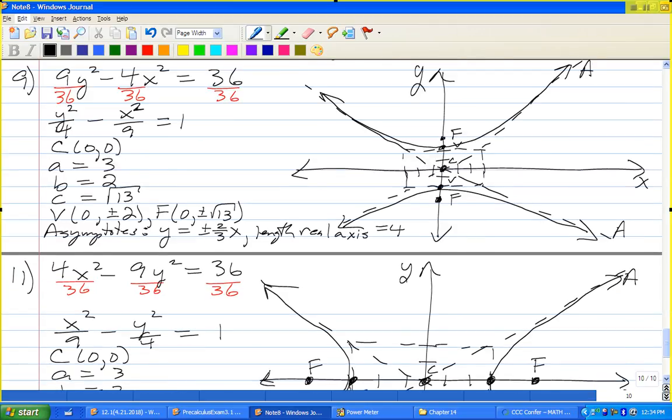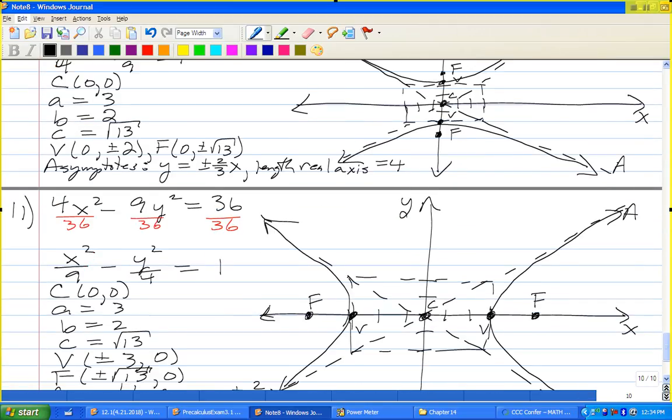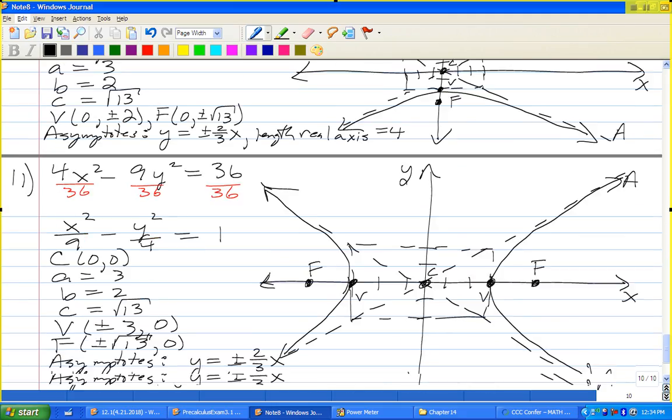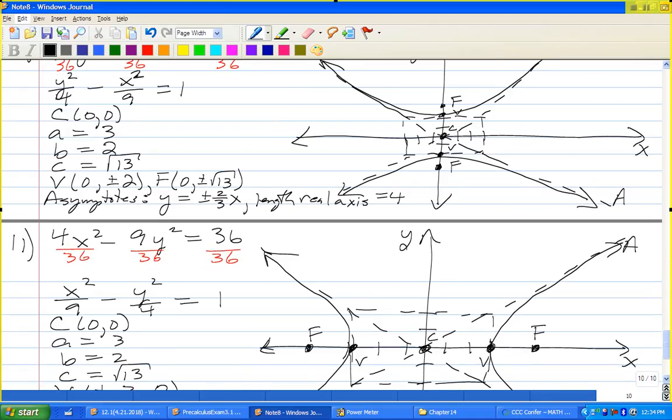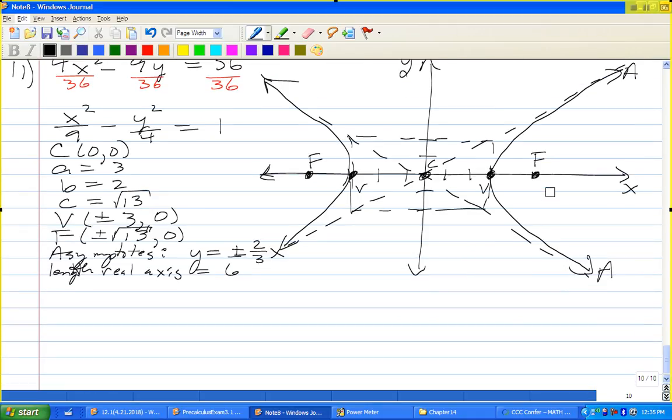So notice that these last two equations were virtually the same. The only difference is that the bounding rectangle is the same. It's just that the orientation of the hyperbola is different.